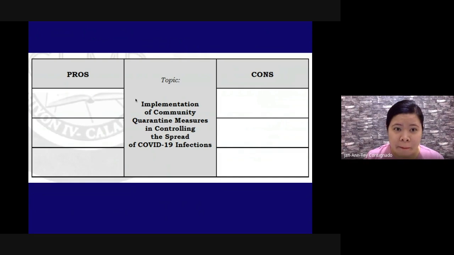So here's your template. We have the pros and the cons. And our topic is the implementation of community quarantine measures in controlling the spread of COVID-19 infections. Okay? So the first column has to do with the pros, and the last, the cons. What is the meaning of the first word, pros? How about the second word?